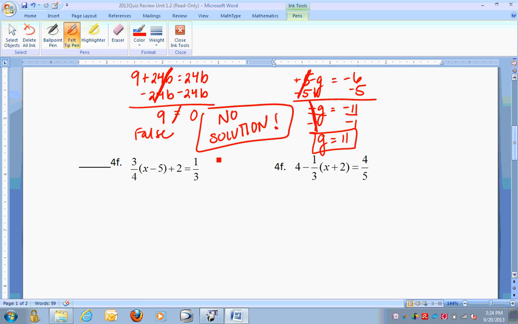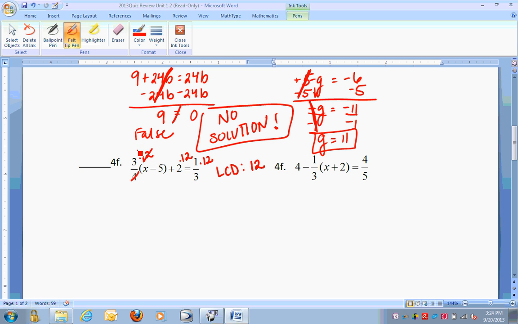All right, on problem 4, I need to clear my fractions, and I have 4 and 3 this time in my denominators. So I have to think of a number that can be divided evenly by 4 and 3. And that number is 12. 12 can be divided by 4, and 12 can be divided by 3. So I go ahead and multiply each part of my equation by 12. And remember, I ignore my parentheses for right now.